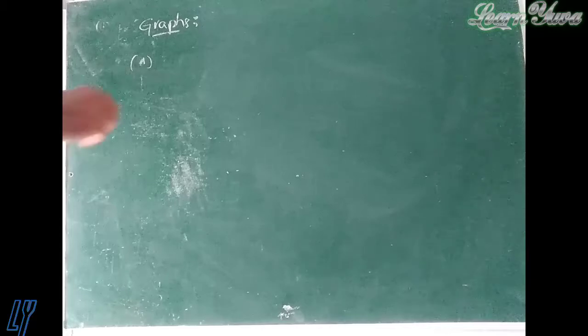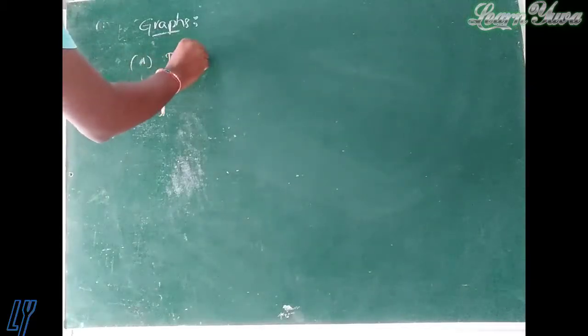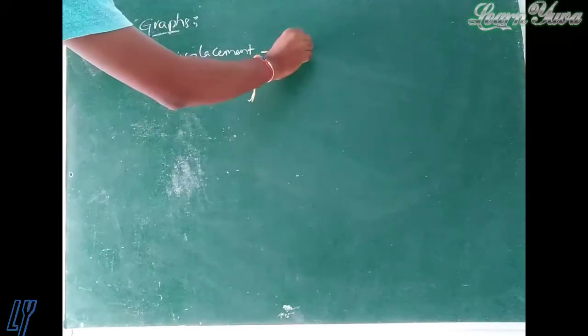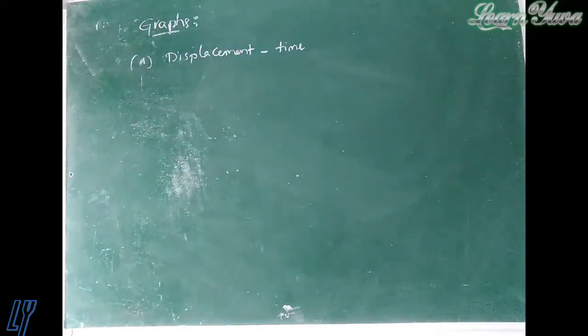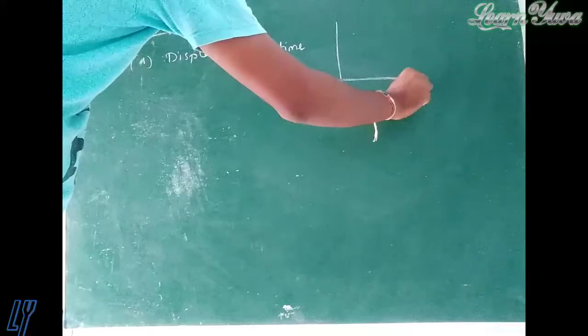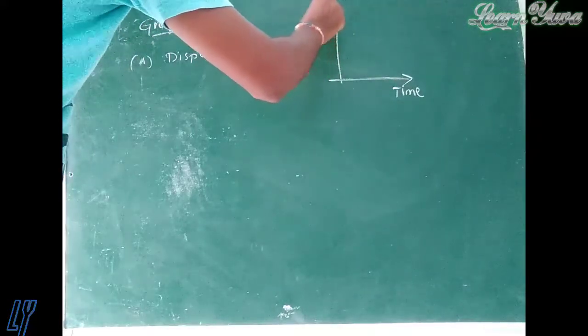Suppose we draw the graph for distance-time, which is similar to displacement-time. Consider both as one. If you draw the graph for displacement and time, remember time should always be drawn on the x-axis. So this is time and this is displacement.